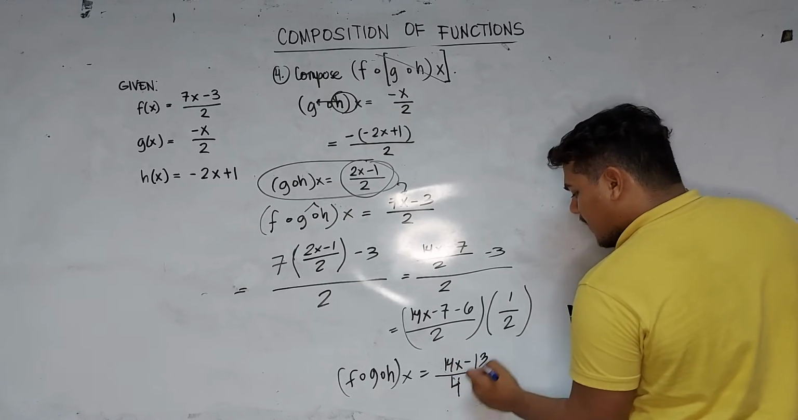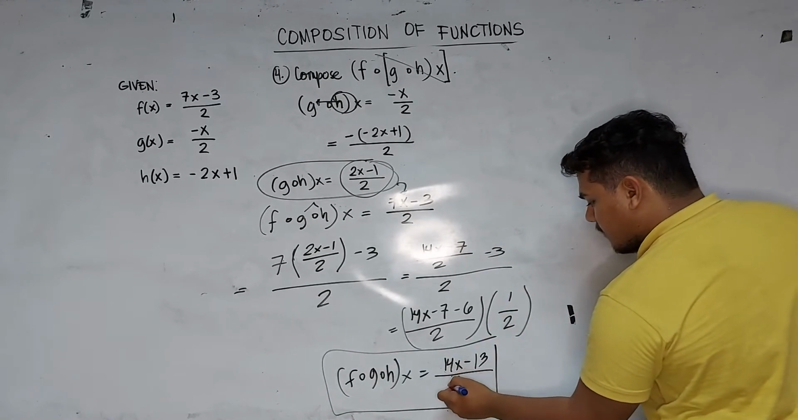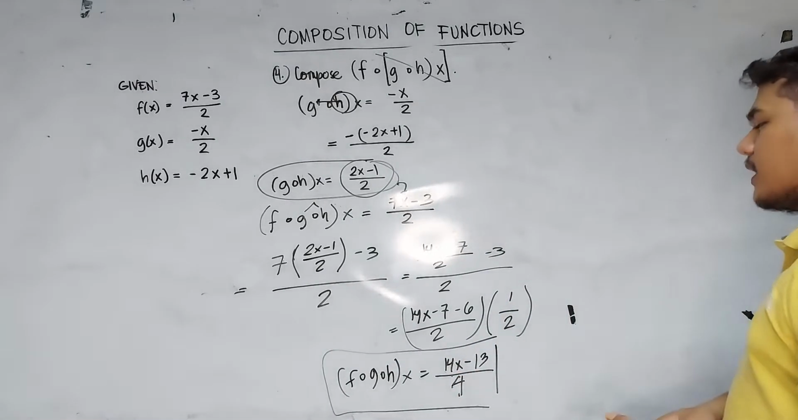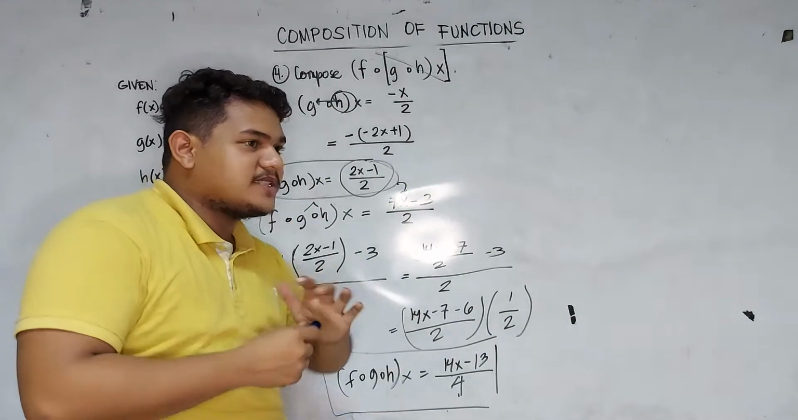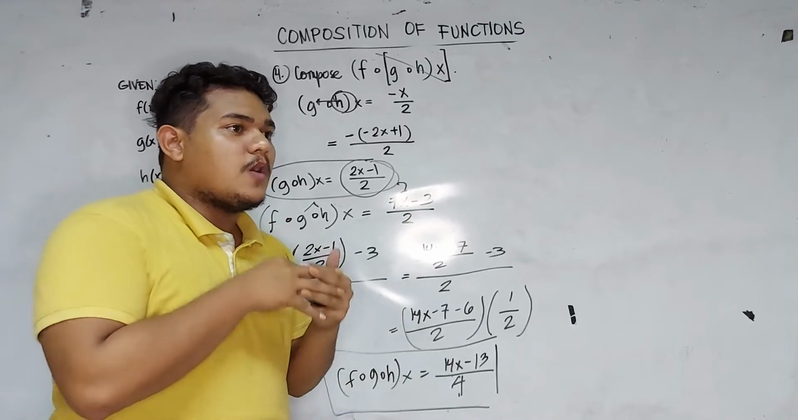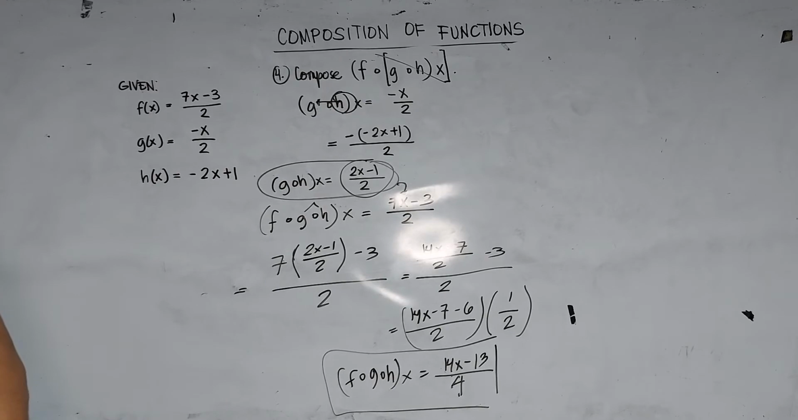That is your final answer. Let me change that 4 because it does not look like a 4. So negative 7. Okay. So that is how you will compose functions that have 3 or more other functions.